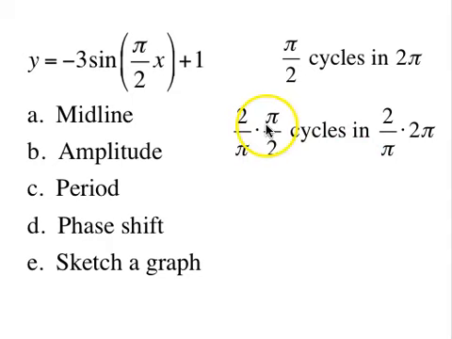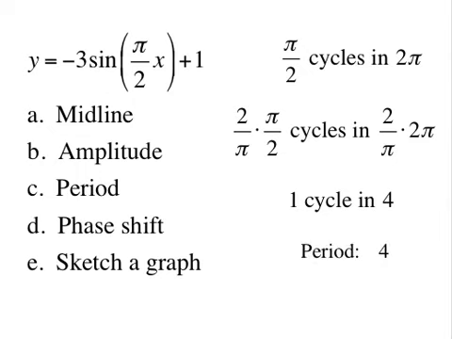2 over pi times pi over 2 is 1 cycle in what? The pi's cancel. 2 over pi times 2 pi is 4. So 1 cycle in 4. So the sine function will complete a cycle as it ranges from 0 to 4. So our period is 4. Now phase shift, is x being shifted left or right? It is not, so there is no phase shift for us to worry about.